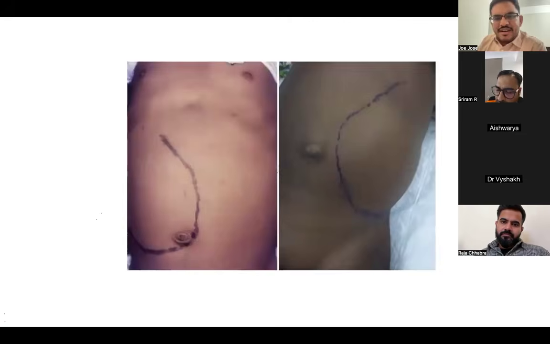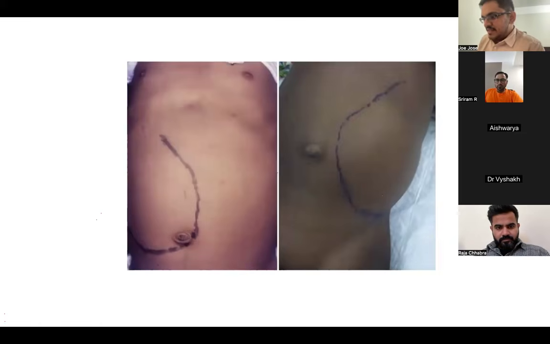Okay. So the next question goes to Dr. Poonam. This is a 3.5-year-old child who has undergone surgery. What could be the probable diagnosis here? The patient presented with an abdominal mass and had no other symptoms. Underwent surgery. What could be the possible diagnosis here?